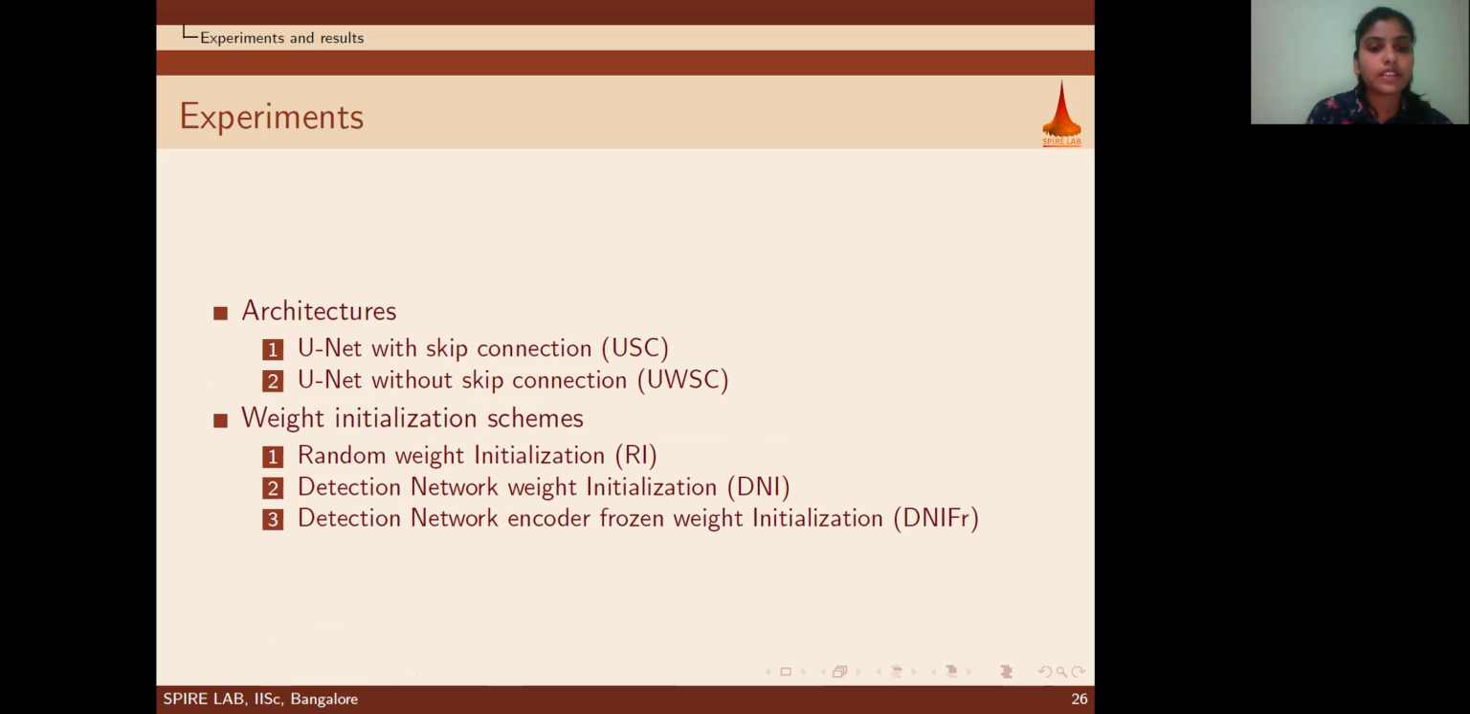One is random weight initialization, where the weights are initialized randomly. Second one is detection network weight initialization, in which GDN weights are used to initialize UNet encoder weights. And third one is detection network encoder frozen weight initialization, where the weight initialization is done in a manner similar to that of the second scheme, except that encoder network weights are not updated during training.